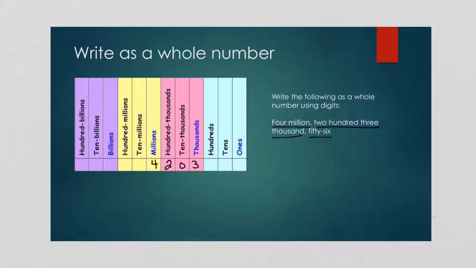56. Now, I didn't say any hundreds there, so I'm going to put 56 right here, but you can't just have that hundred spot blank, so you have to put a 0 in there. So now we would write this out as 4, don't forget your comma, 203, comma, 056.